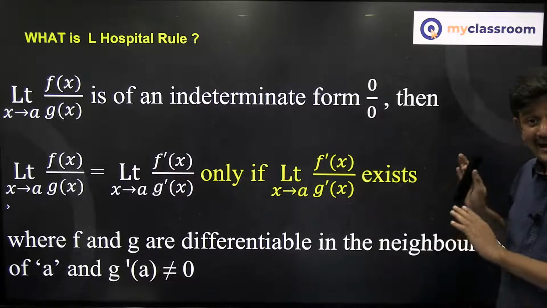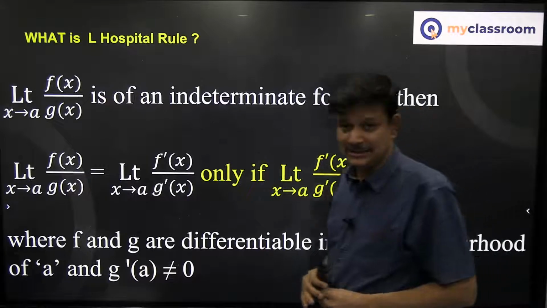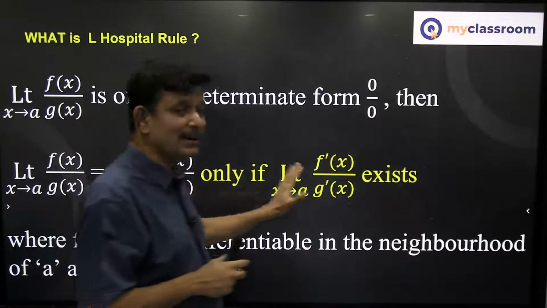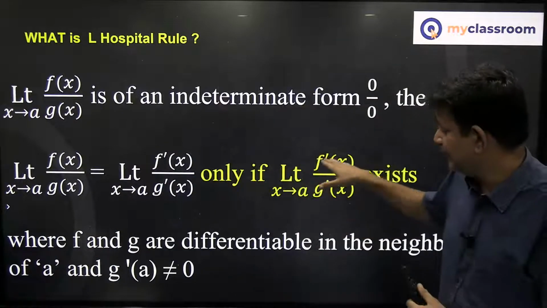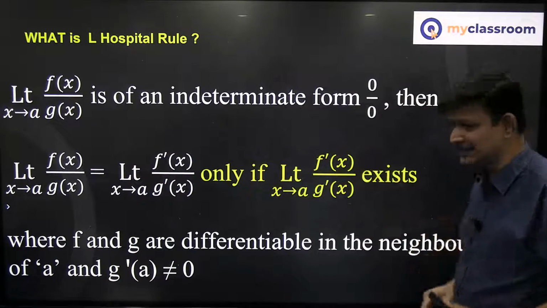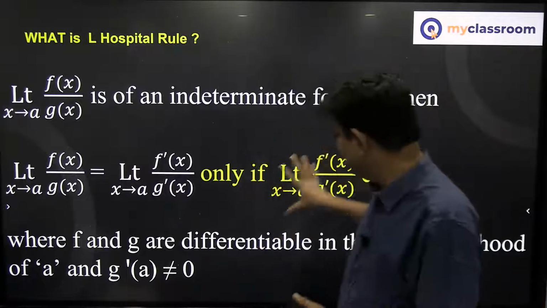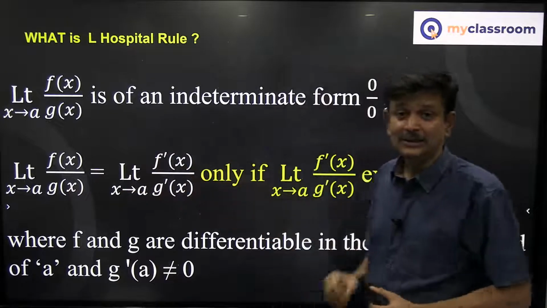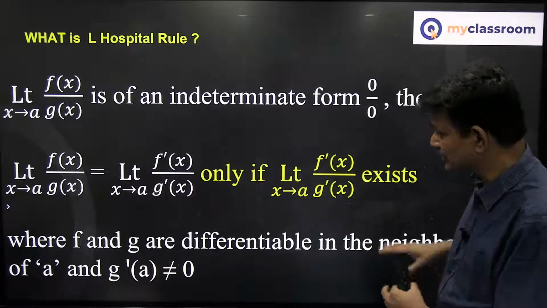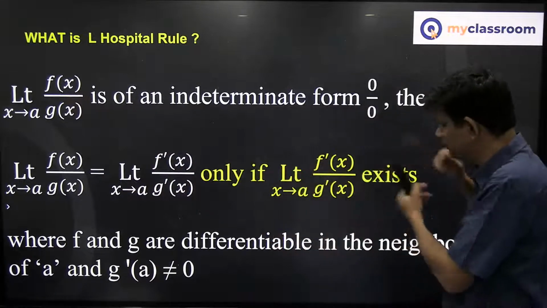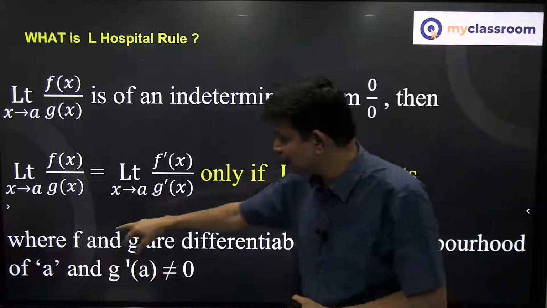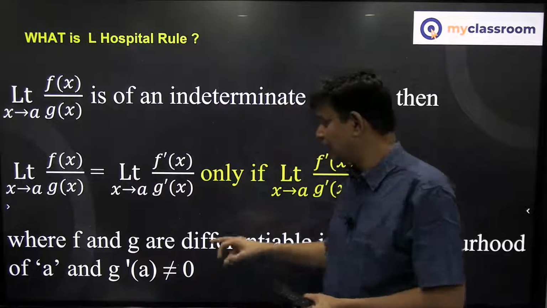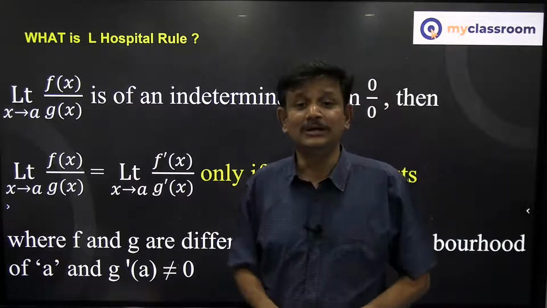This limit exists. Only when this limit exists. That is what L'Hospital rule says. This can be applied only when limit extending to a f dash x by g dash x exists. So in the previous examples, what was happening? This limit was not existing. So that is the reason we were not able to apply the L'Hospital rule, and that was giving us wrong results. So L'Hospital rule should be applied only when this limit exists. And what are the other things which you have to keep in mind? f and g should be differentiable, and also g dash of a should not be 0.